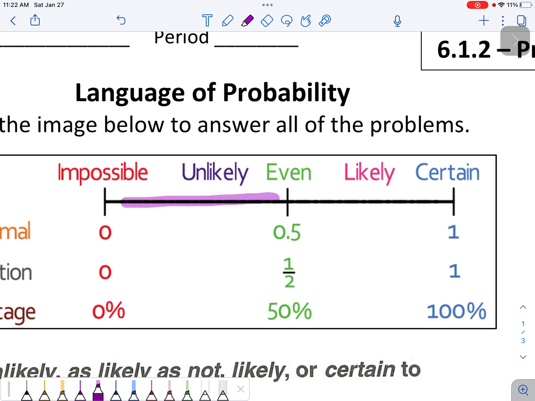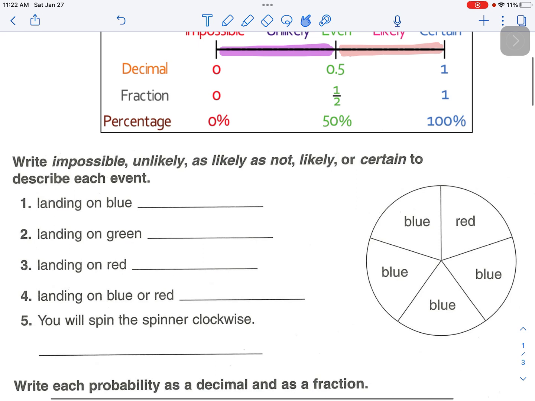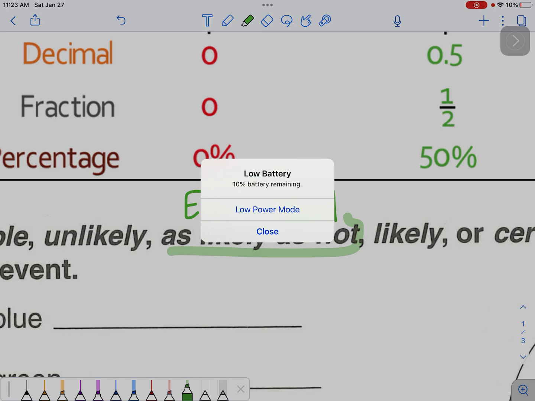So unlikely spans everything in between 0% and 50%. And likely spans everything between 50% and 100%. Right? So it's the ends and the middle that have to be exact, but unlikely and likely are somewhere in the middle. All right, so down for questions 1 through 5, you have to use those words. Impossible, unlikely, as likely as not, or equally likely, likely, or certain. Here, I'm going to zoom in and put this here: even, equal, as likely as not. These all mean the same thing.